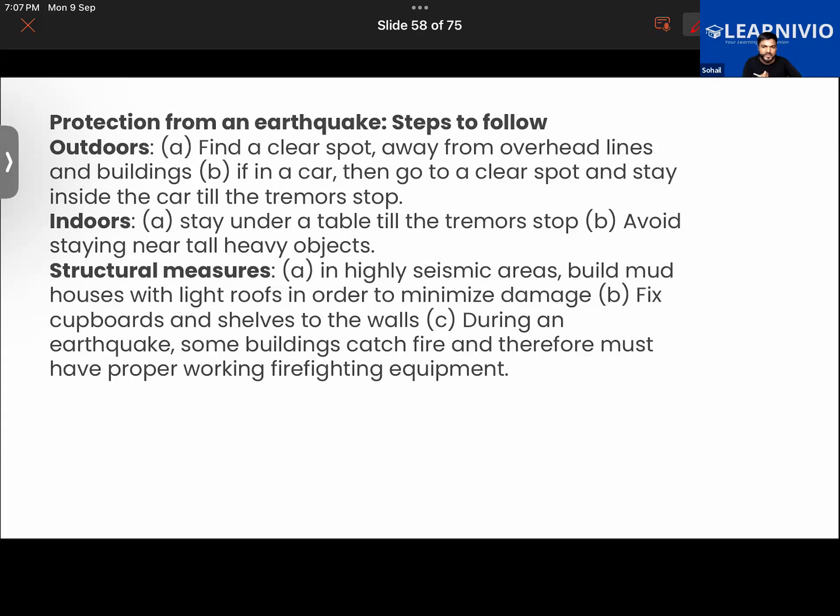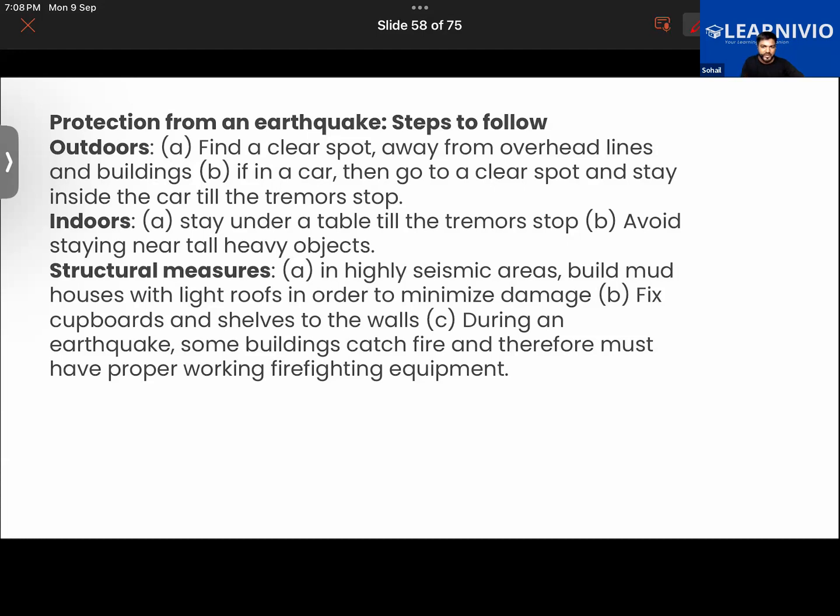Okay, then what are the structural measures one can take? If a person is living in highly seismic areas, they would be building houses made of mud, and the roof of the house should be lightweight in order to minimize the damage. Otherwise, if the roof were to collapse on their head, they would die immediately. The structure of the building should also be designed keeping this in mind. If they are living in an area where seismic activity is high, the building should be made in this manner.